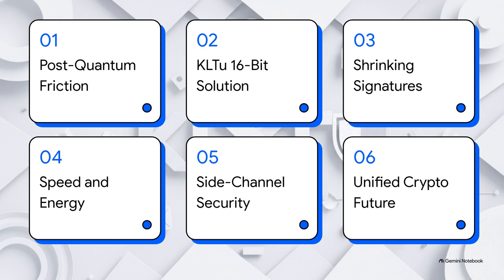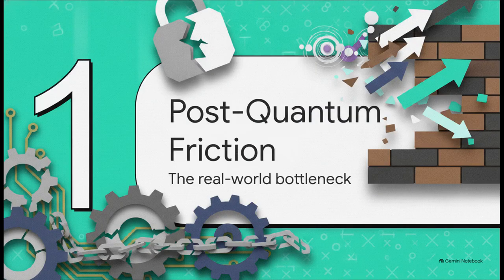Okay, let's dive into this. We're going to roadmap our journey today, from the current severe network frictions we're dealing with, straight through to a highly efficient, unified cryptographic future using KLTu's 16-bit solution. We'll look at how it shrinks signature bloat, check out the hard benchmarking data on speed and energy, dive into side-channel security, and finally look at what this all means for the future. So, part one. Let's break down the post-quantum friction.